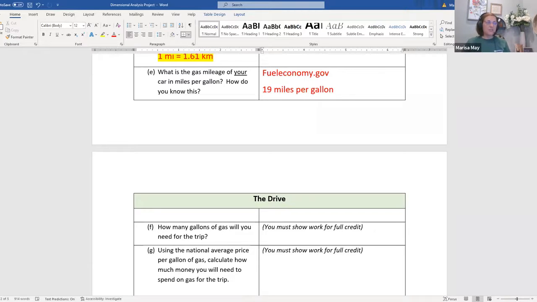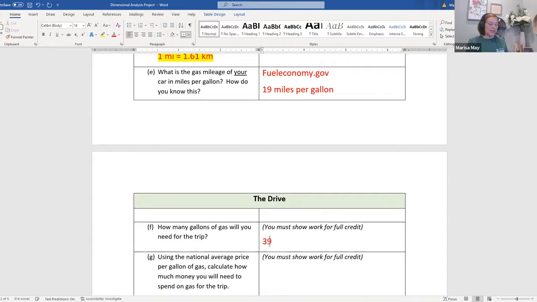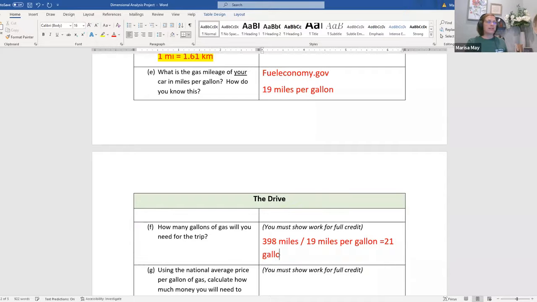So how many gallons of gas will you need for this trip? So for me, you'll remember my number of miles I need for the round trip was 398 miles. I'm going to divide by the gas mileage for my car. So I took my round trip divided by my gas mileage, and I'm going to round to the nearest gallon, 21 gallons. I'm going to finish doing G.